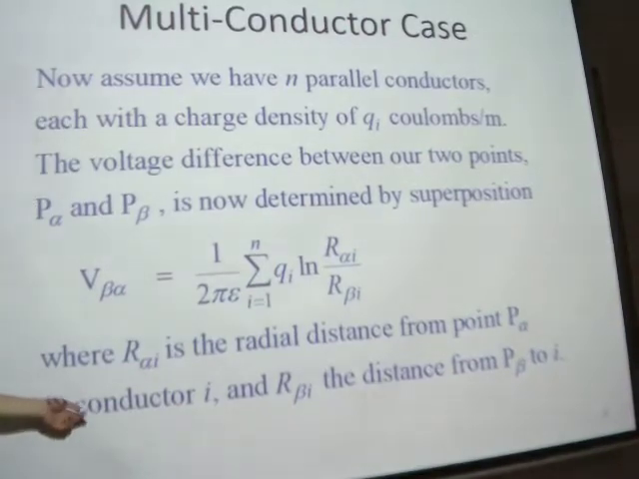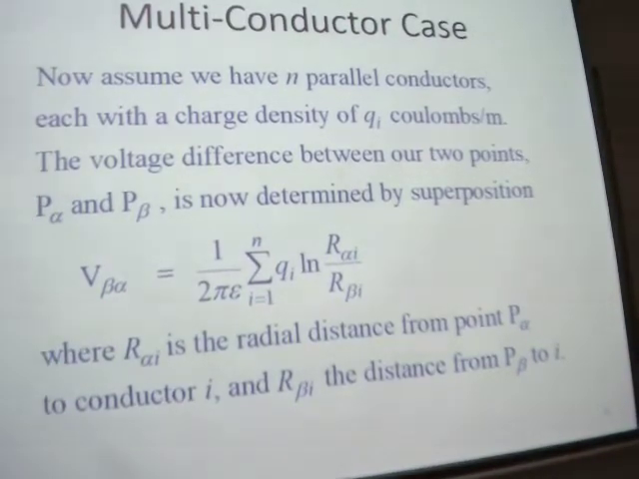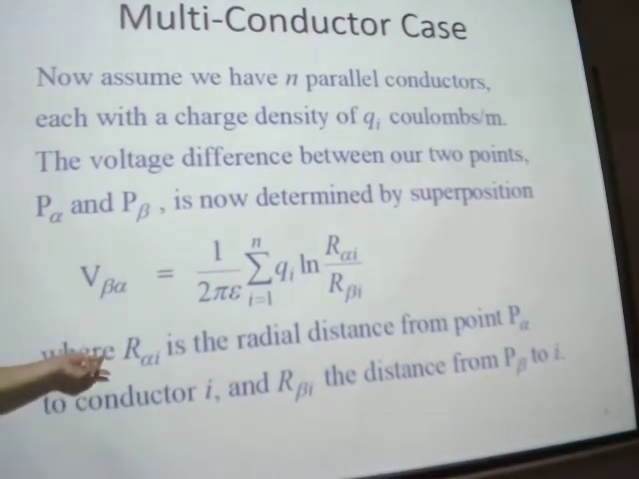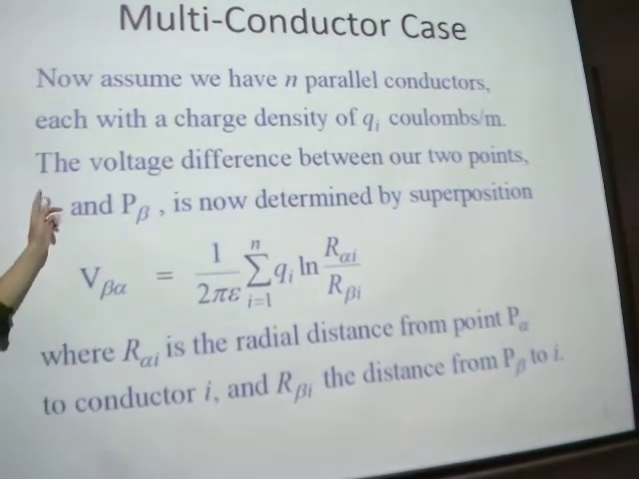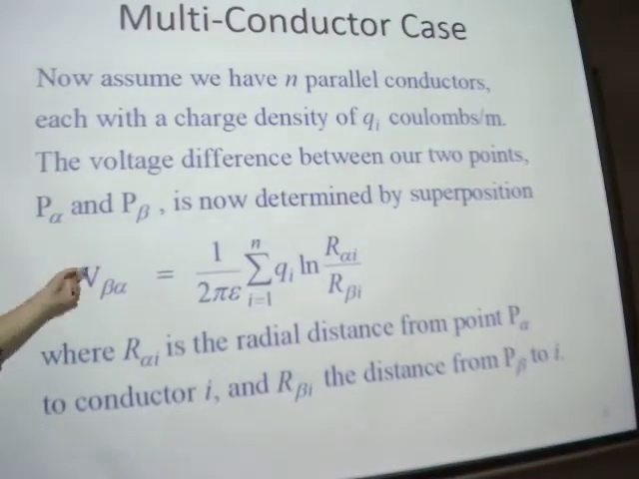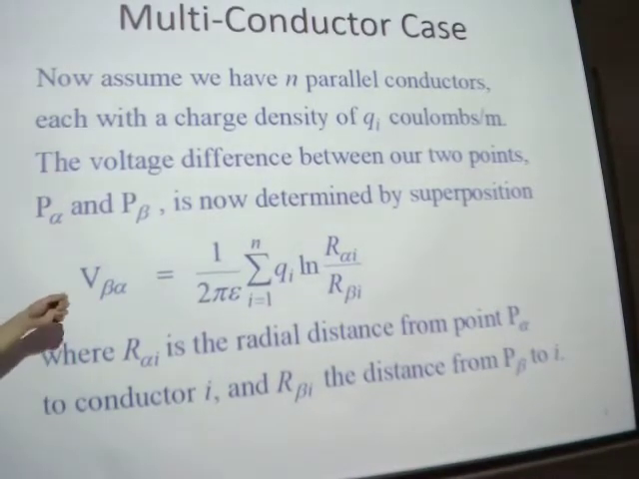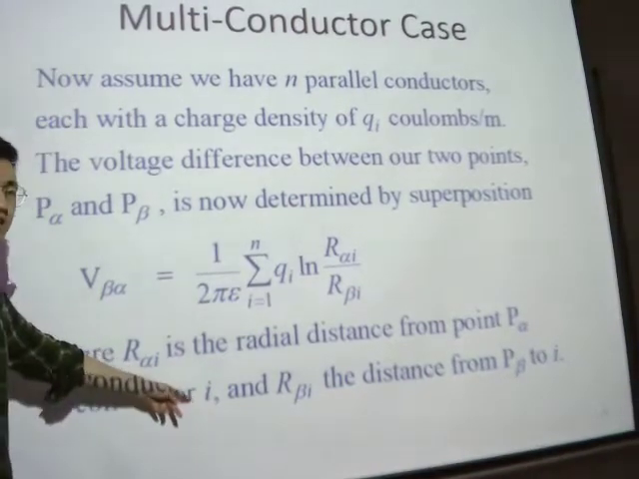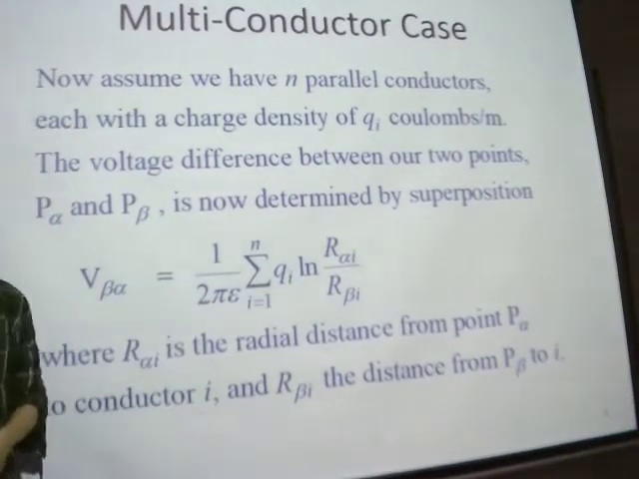It will be a little different from the previous case, because there we had only one conductor and now we have n conductors. But in this equation, we are focused on only one conductor, conductor i. So, doing it like this.